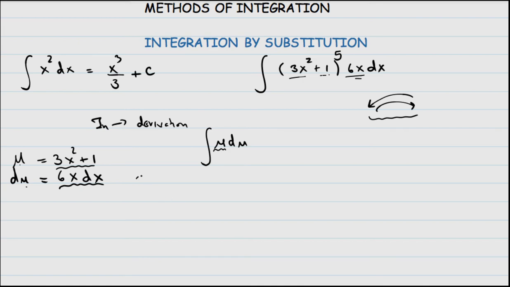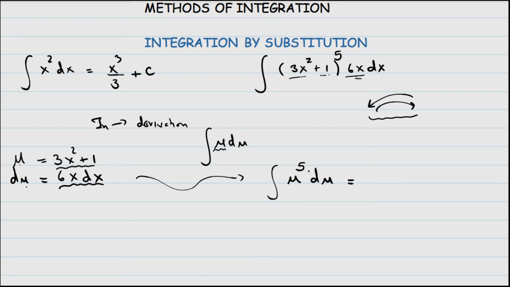So instead of putting all of this, what you can do is replace it by u. You're going to have u raised to 5. See, that 5 doesn't affect anything. And then here we have 6x dx, and 6x dx is du. So this becomes du. Fine. And now that we have this, it's easy to solve.